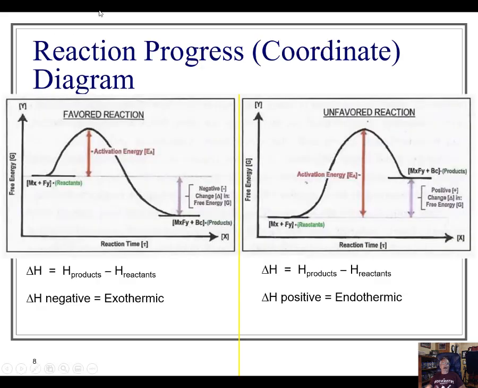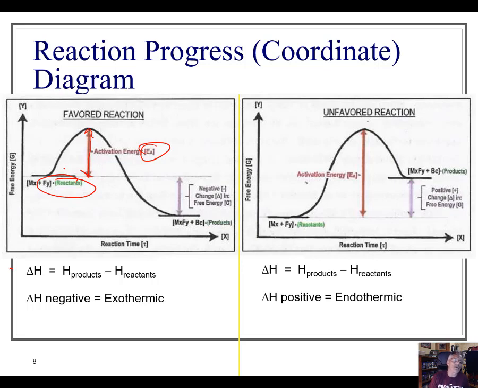So here are reaction progress diagrams. They're also known as reaction coordinate diagrams. And what they're depicting here is a reaction. It could be any kind of a reaction. Over here on the left side, we have our reactants. There's an energy barrier to all chemical reactions, which we call the activation energy. You're going to learn about this when we study chemical kinetics in the next chapter.